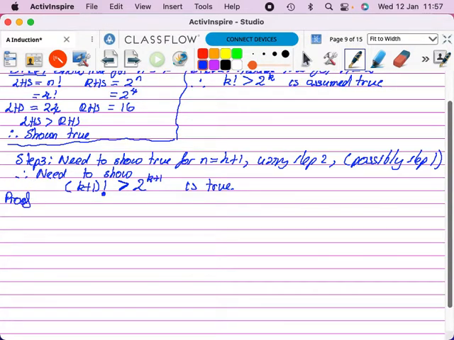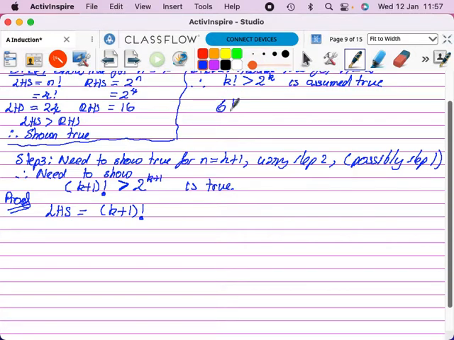I think I forgot to write that word in last time. So proof, left-hand side is equal to k plus 1 factorial. Might need to do a bit of revision there. So we need to make the left-hand side look like step 2.